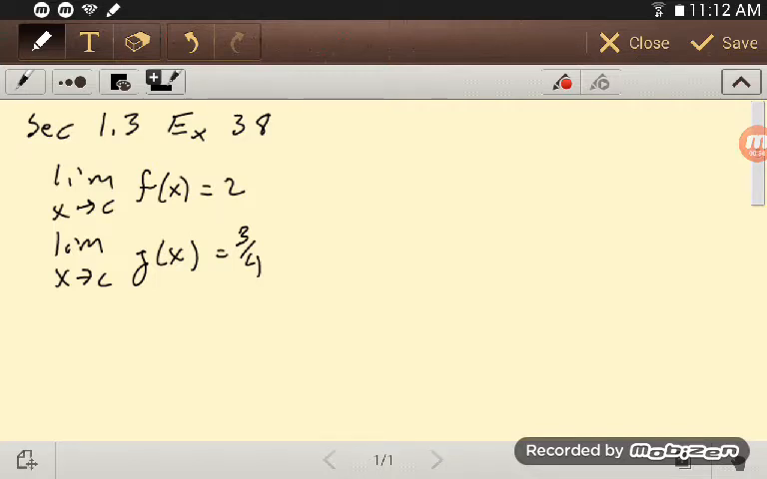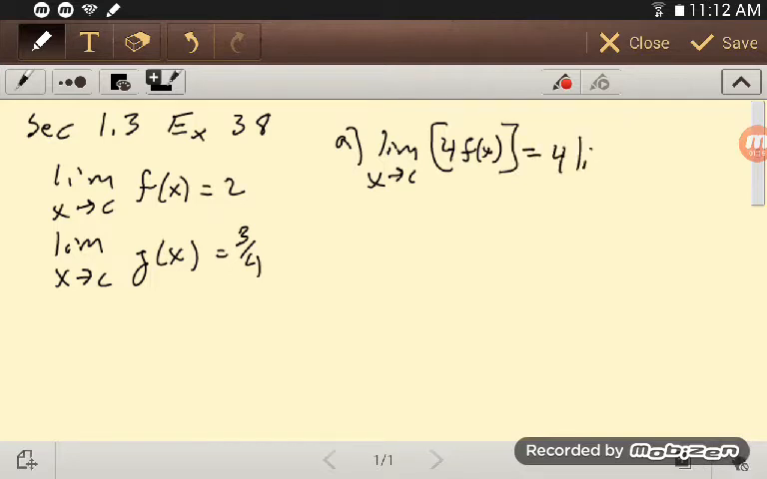And so here they're just asking us to use these properties of limits. So for instance, in A, we want the limit as x goes to c of 4f of x. But I can just factor that 4 out, so that's 4 times the limit as x goes to c of f of x. But I know that that limit is 2, so that's just 4 times 2, which is equal to 8.